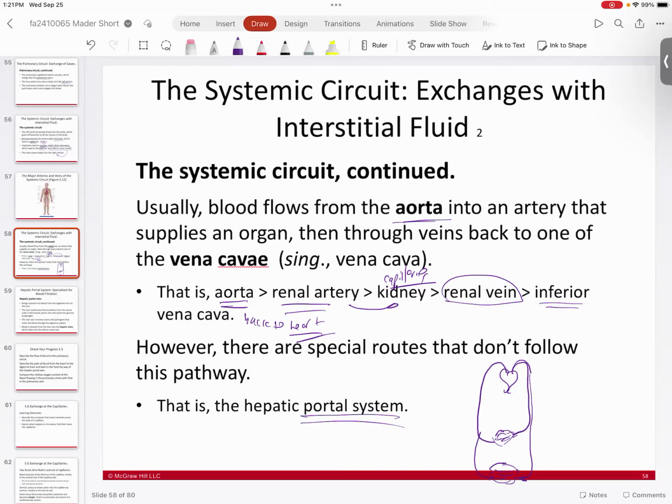However, in some cases, there's what's called a short circuit or shortcut, and that's called a portal system. Basically, this essentially connects 2 capillary beds together, usually with a portal vessel.